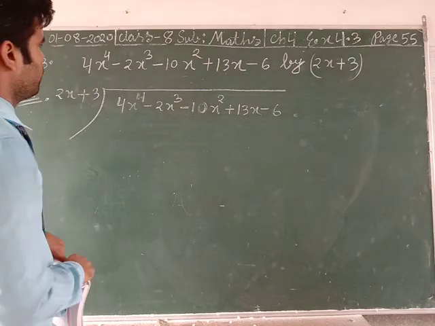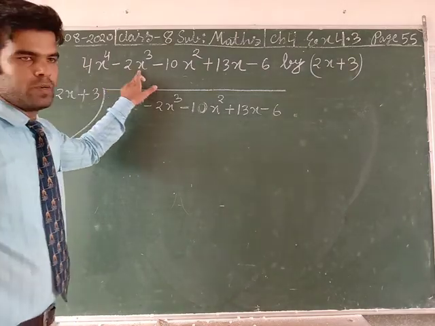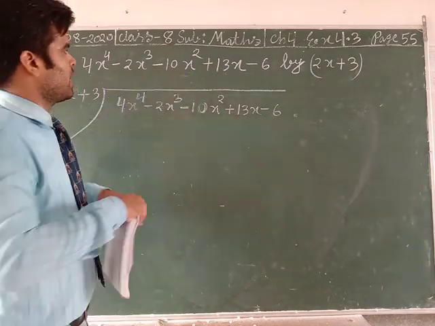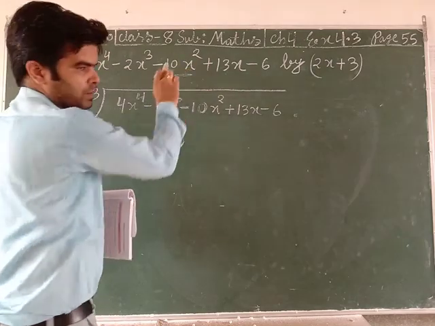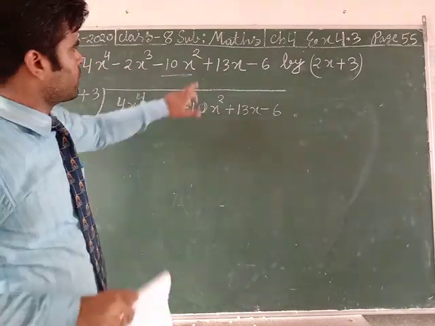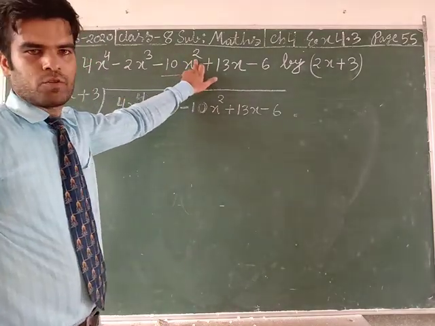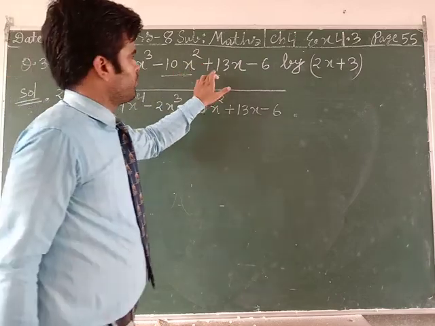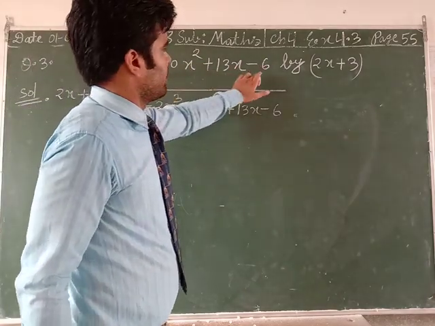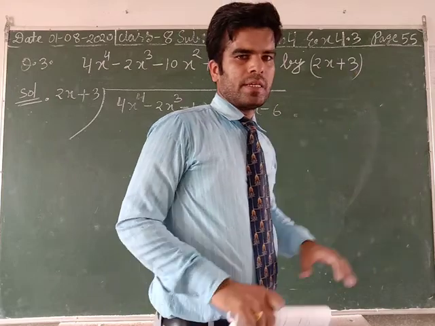4x to the power 4 minus 2x cube minus 10x square. In the book, here it is given x, but that is wrong. Here the actual term will be 10x square. In the book 10x is given, it is wrong. Plus 13x minus 6, divided by 2x plus 3.